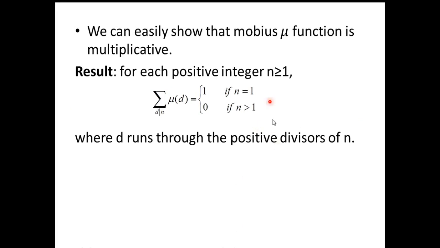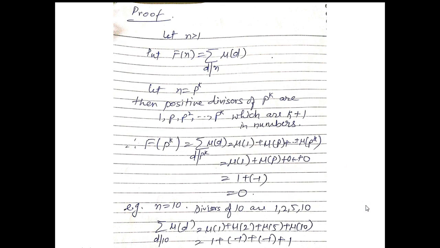We can easily show that the Mobius mu function is multiplicative. Then there is this result: for each positive integer n greater than or equal to 1, the summation of mu(d), d divides n, is equal to 1 if n is equal to 1, and the summation of mu(d) is 0 when n is greater than 1, where d runs through the positive divisors of n. Let us try to prove this result.